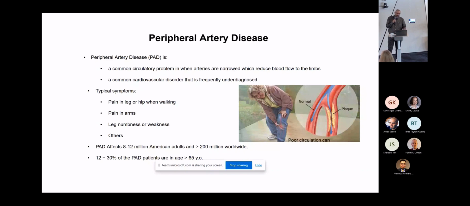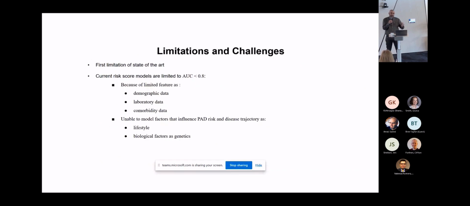So the limitations of the diagnosis of this disease: the current risk models are, first of all, limited to an area under the curve of 0.8. This is because they model only demographic data, laboratory data, and comorbidities, but they don't model the lifestyle of the patients. They also can't model time sequential data, time series data, and biological factors.